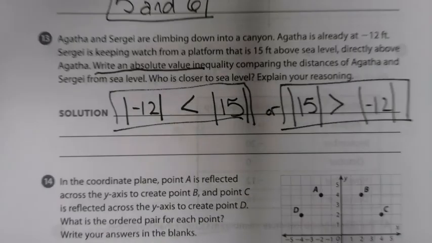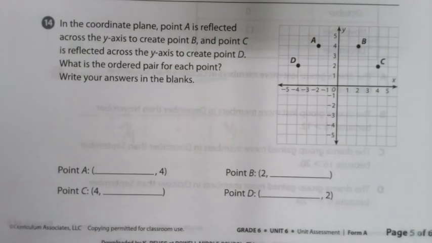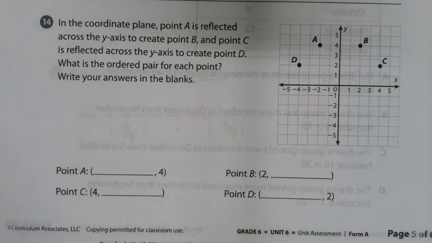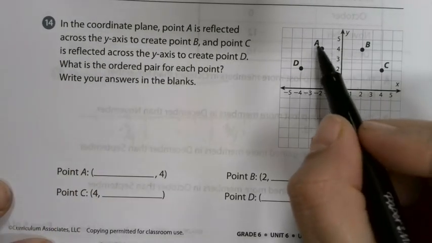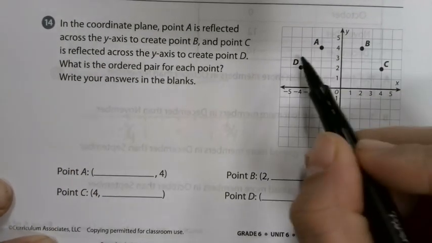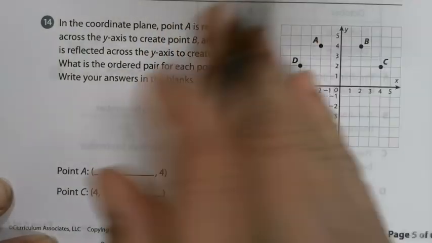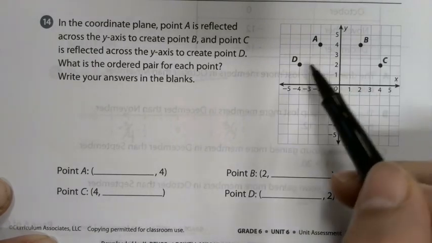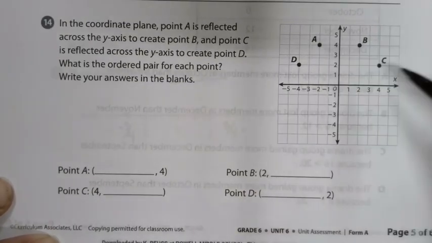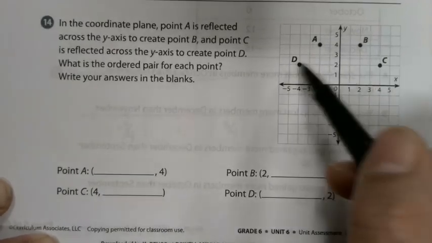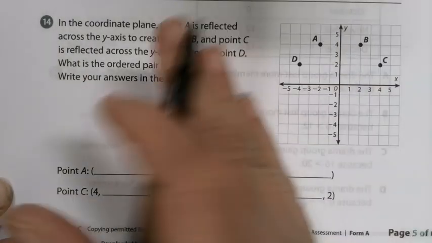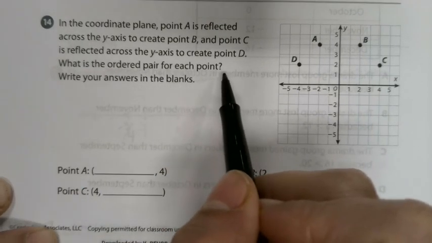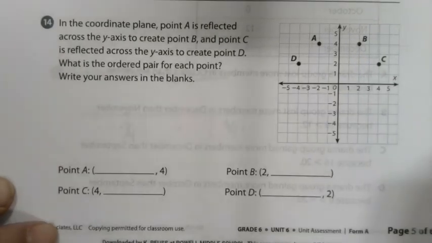Number 14. In the coordinate plane, point A is reflected across the y-axis. Remember, this is the y, so it's going to go this way, like a book, to create point B. Makes sense. And point C is reflected over the y-axis to make D. Yep, that makes sense. What is the ordered pair for each point? Write your answers in the blank.